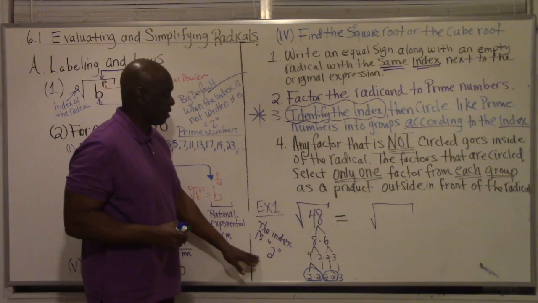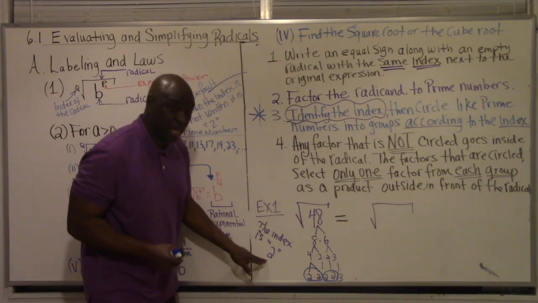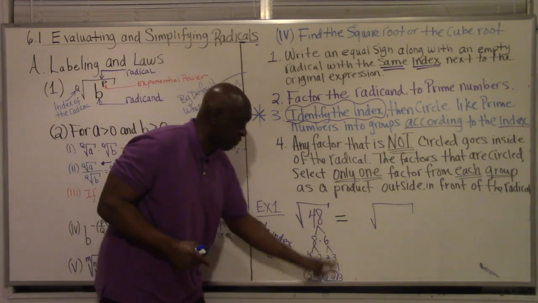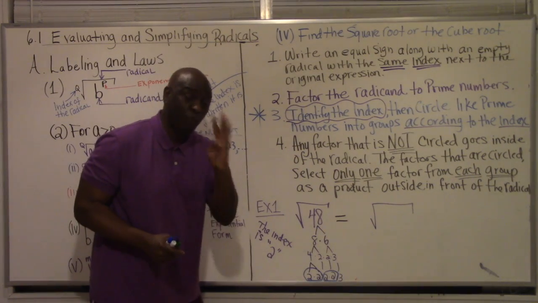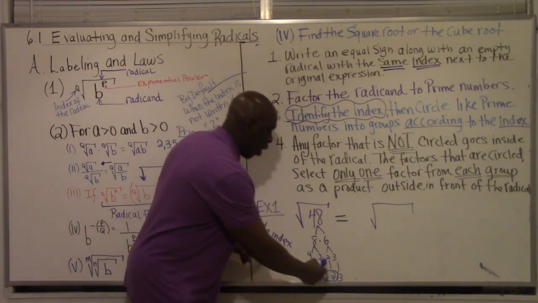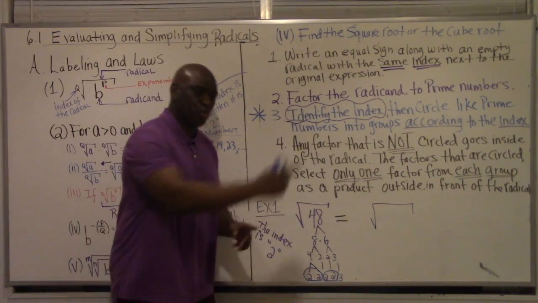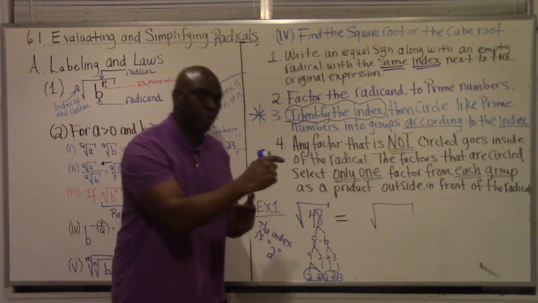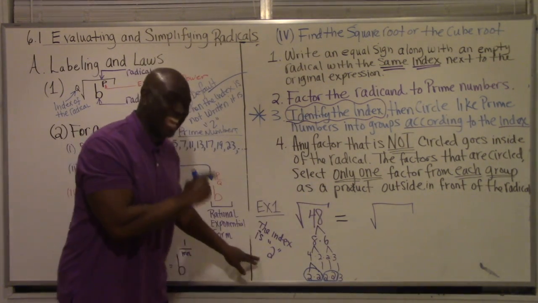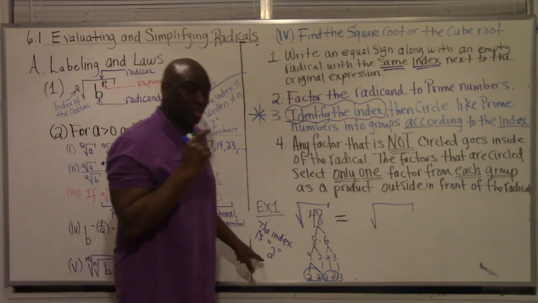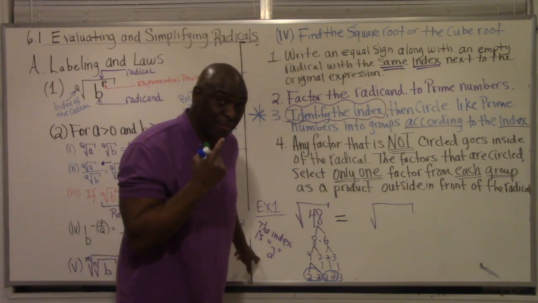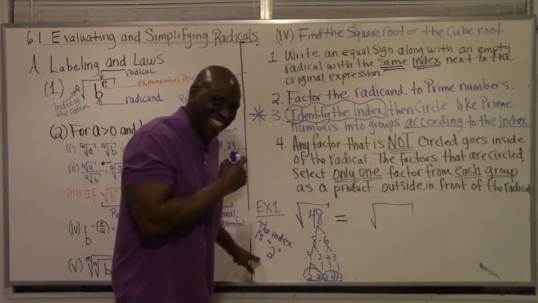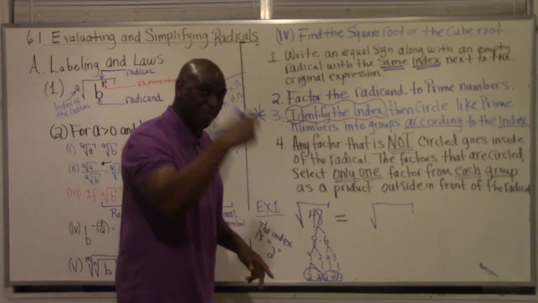That's a key step right there. If the index were 3, you would circle 3 of these. If the index was 4, you would circle all 4 of them. You circle or you group according to the index. Do you understand the words coming out of my mouth? All right, come on.